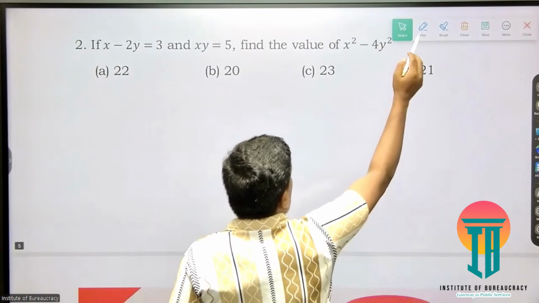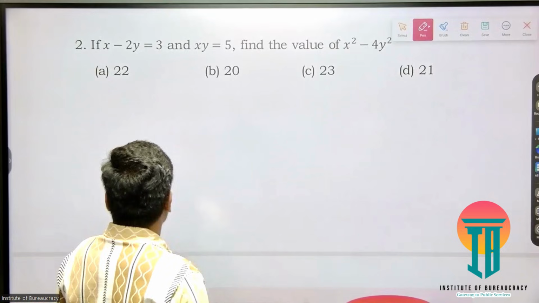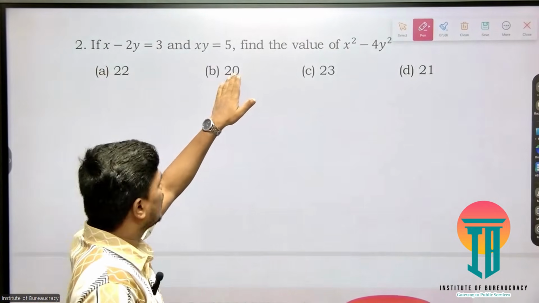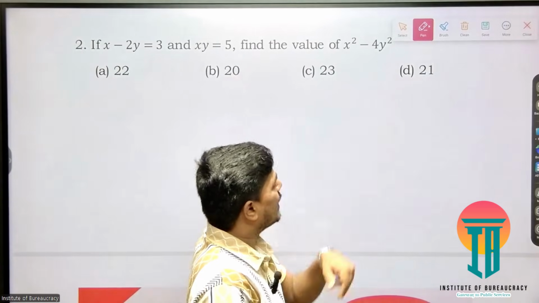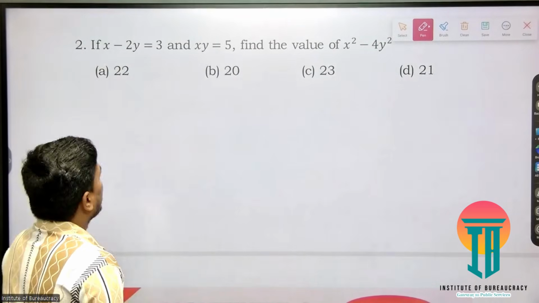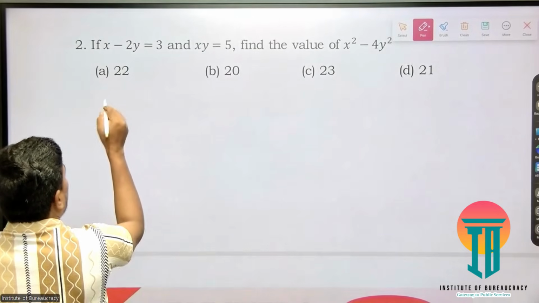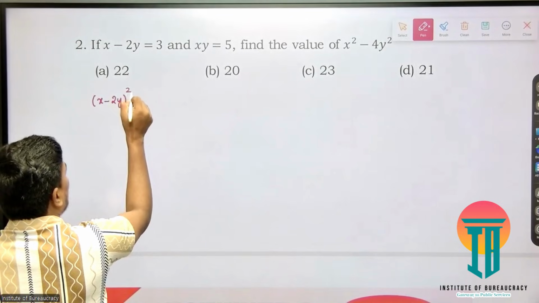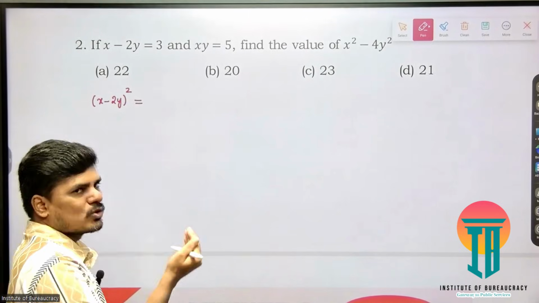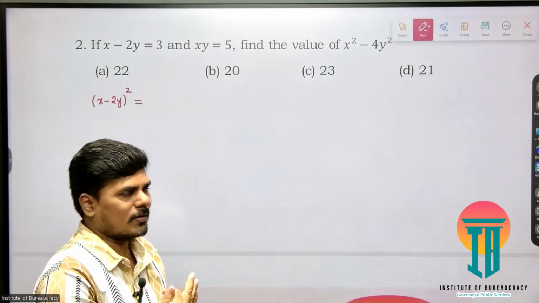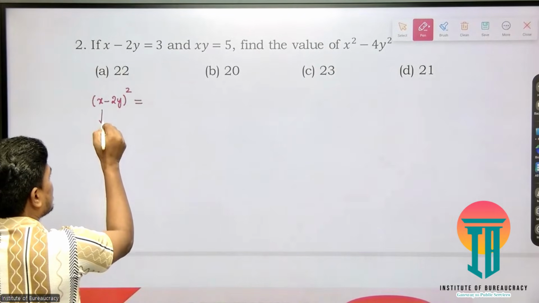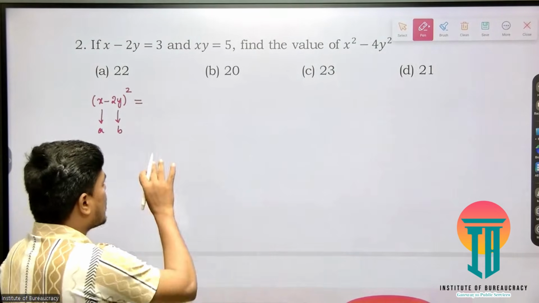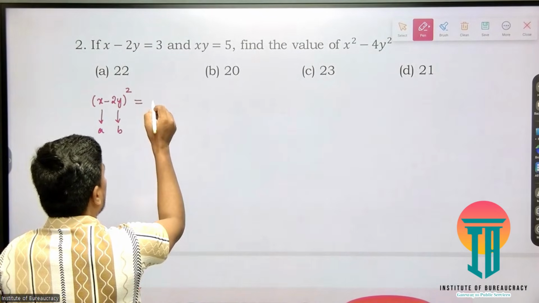Okay, let's take this question. If x minus 2y is 3 and xy is 5, find the value of x square minus 4y square. First let me start with x minus 2y the whole square. I'm going to make use of the a minus b the whole square formula. In the place of a we have x, and in the place of b we have 2y.